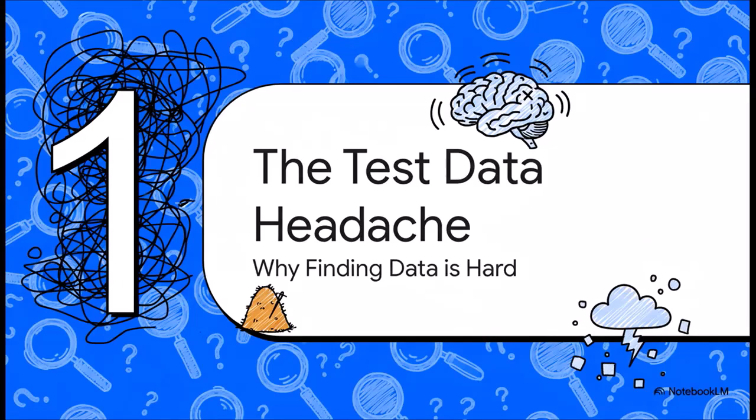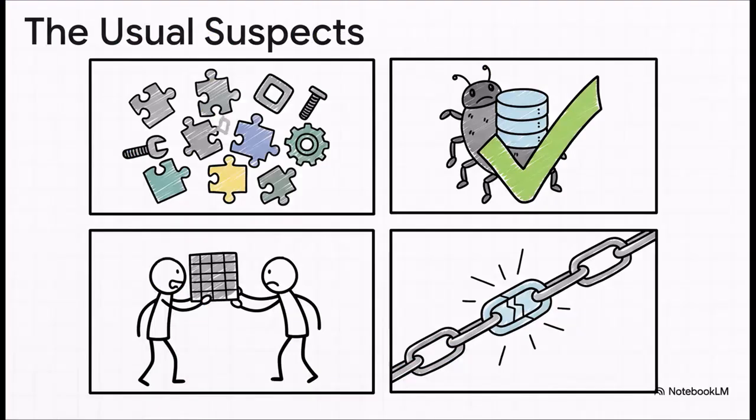It's this universal frustration. Trying to find the perfect piece of data to test your application can seriously feel like looking for a needle in a haystack. But why? Why is this so hard all the time? Well, these pain points probably look pretty familiar, right?